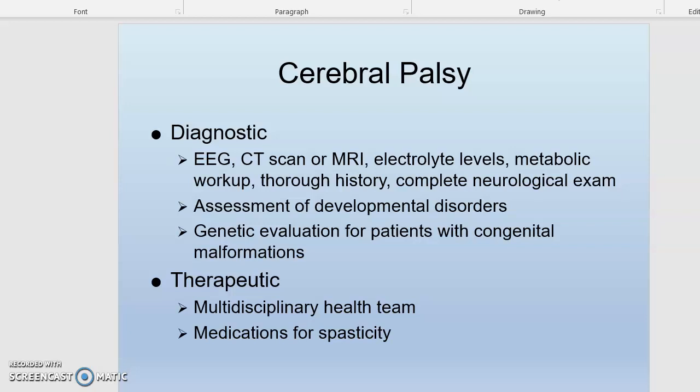Benzodiazepines are also used to treat spasticity. Botulinum toxin A, or Botox, can be injected into the muscle. That is an option for non-ambulatory children to help with comfort and care.